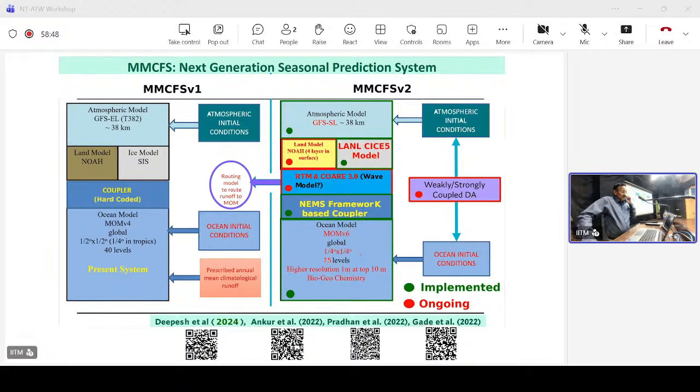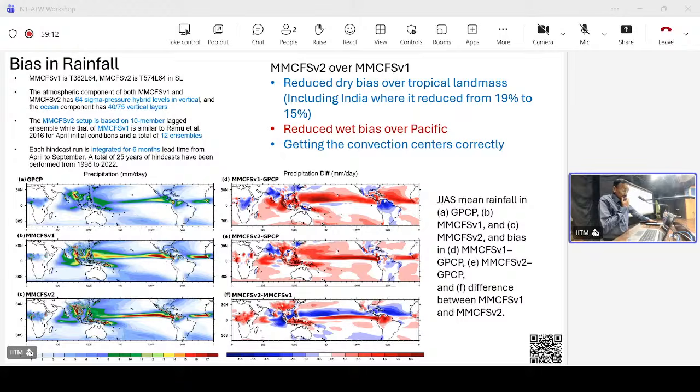So recently, about 2 years back, we have moved to a new system completely different from NCEP, and we have moved to now Monsoon Mission Climate Forecast System version 2. So details are given there. A lot of work is going on in this direction to understand how the system will perform and what are the benefits we have obtained. I will show you shortly.